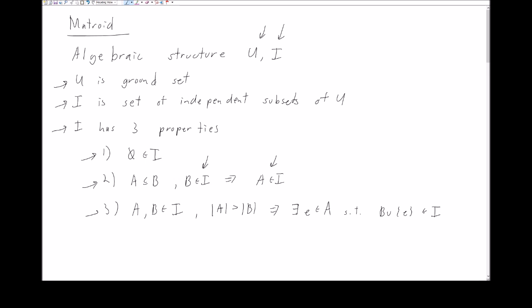The third property is the augmentation property. If we have two sets, A and B, that are both independent, and A is somehow larger than B, then we know that we can find some element in A so that we can augment B by this element, and this augmented set will remain independent. So again, we have some set A that's larger than B, and we can take B and augment it by at least one element in A, and this will remain independent. These are the key properties of a matroid. We're going to show some examples of matroids, and particularly we're going to show the inspiration for matroids.